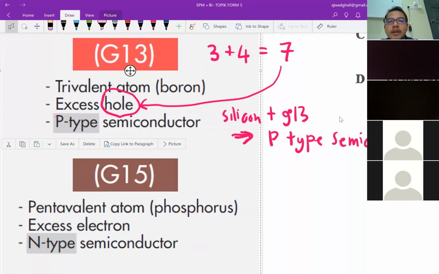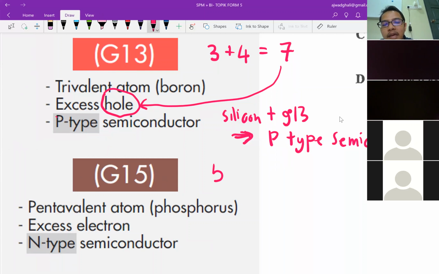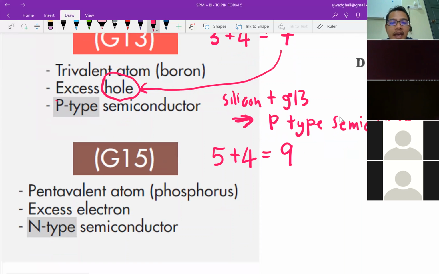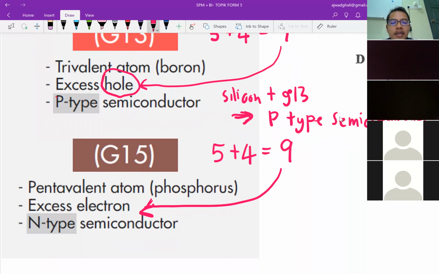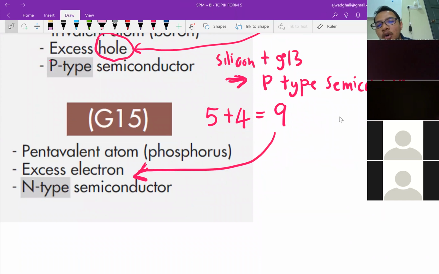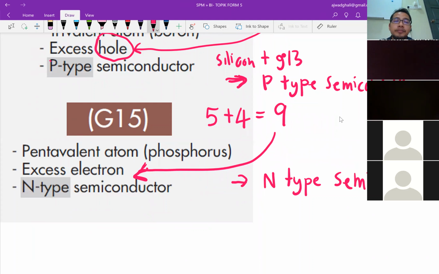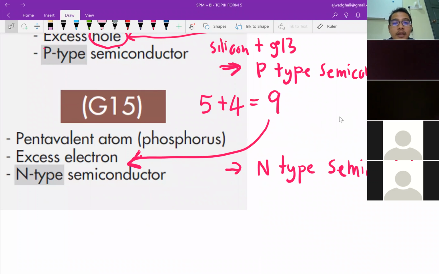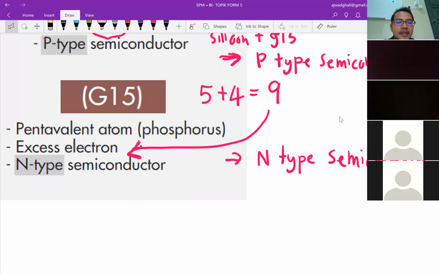Then if you dope with group 15, you have 5 valence electrons. You dope a semiconductor with 4 valence electrons, you get 9 electrons, which is an excess electron because the octet is 8. So now this semiconductor is not called silicon or germanium anymore, it is called an n-type semiconductor. Both p-type and n-type are better conductors compared to silicon alone or germanium alone.